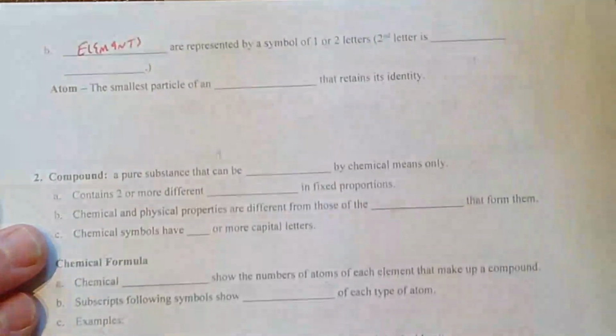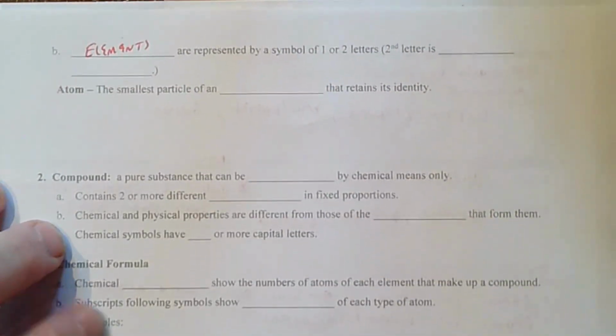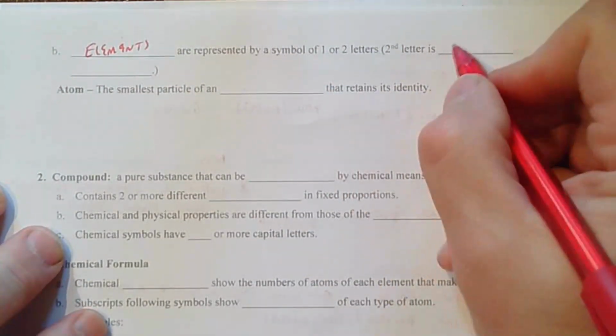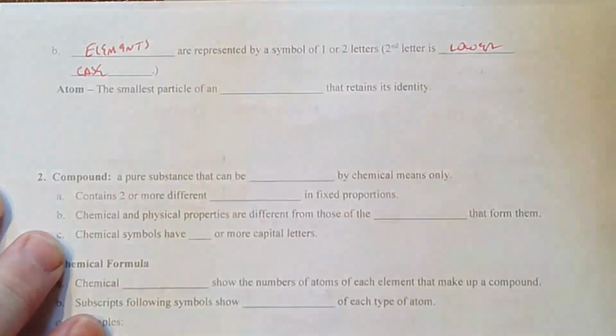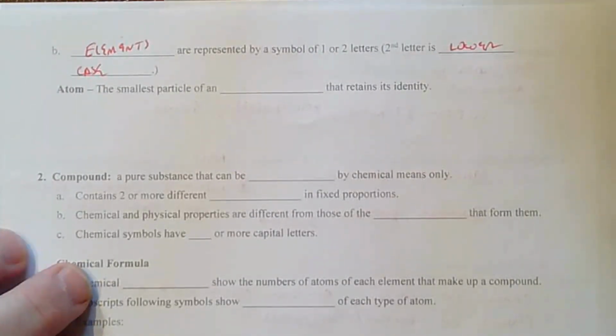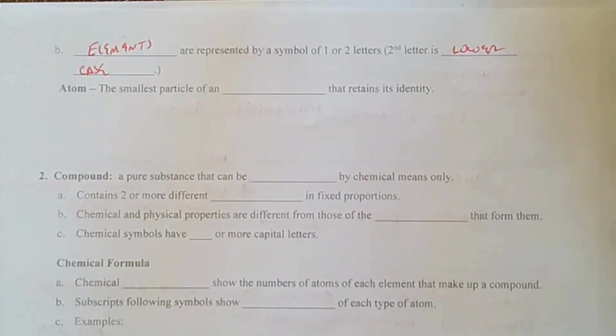Elements are represented by a symbol of one or two letters. Right? The second letter is always lowercase. We talked about this the other day. First letter is always capitalized. Second one is always lowercase. So if you're looking at a chemical formula of a compound, you can count up how many capital letters there are. That tells you how many different elements are present.